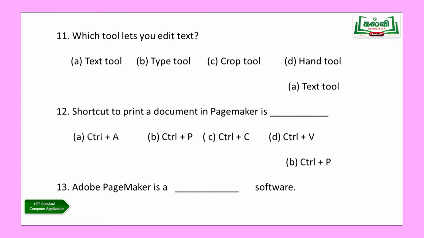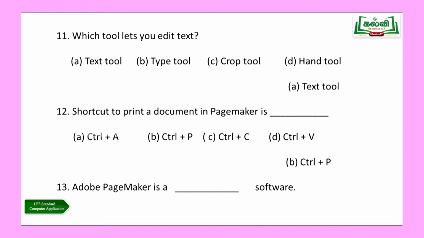The type tool is simply given as a name just to confuse the students. Here the correct answer is the text tool. The text tool is used to edit the text. The crop tool is to crop, which means just cutting out a part of the image. Then we have the hand tool, which is just used to move the documents up and down. The whole document you can move.